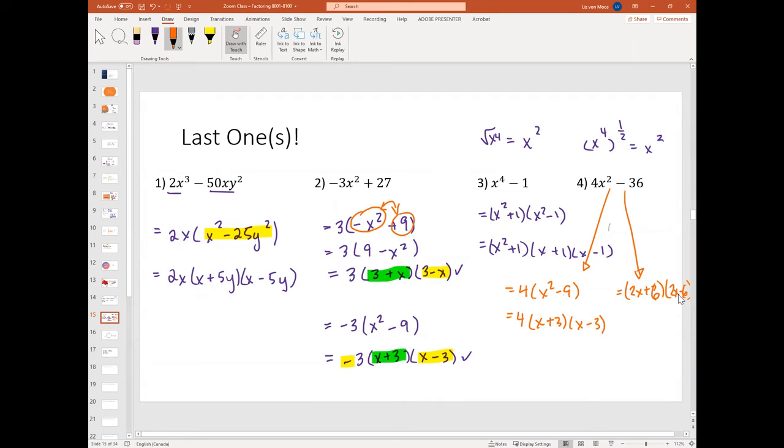Now we look inside the brackets, and what I notice is that inside the first bracket, 2x plus 6, I have a common factor of 2. So I take out that common factor of 2, and I'm left with x plus 3. And then inside the second bracket, I'm also left with a common factor of 2. So I'm going to take out the 2, and I'm left with x minus 3. And may as well multiply those two 2's together. They're both just regular numbers in front of the brackets. 2 times 2 is 4. So we get exactly the same answer.